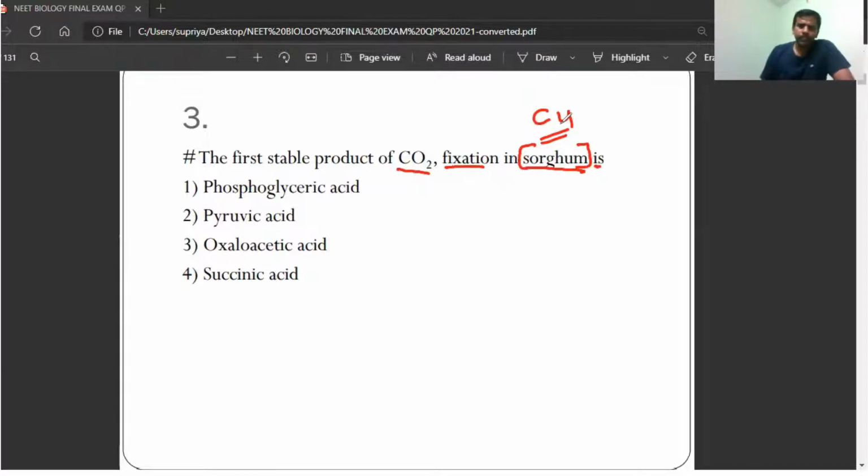Now see the options they have given: phosphoglyceric acid, pyruvic acid, oxaloacetic acid, succinic acid. See student, actually before going into that, we'll see the cycle briefly.